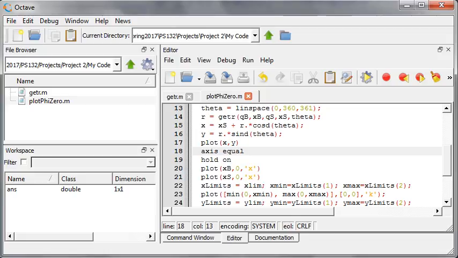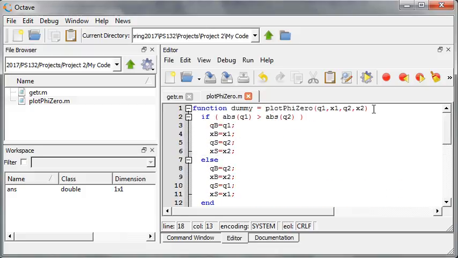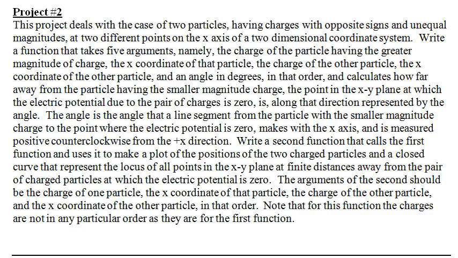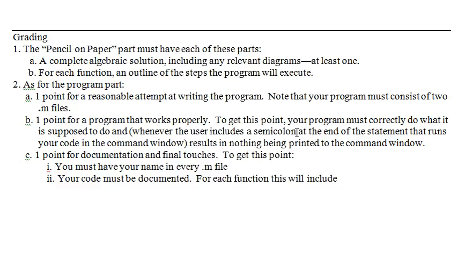This is project 2, video 3, the video in which I do the documentation and finishing touches. So let's, I think I'll get the checklist out from the handout. We got the algebraic description, reasonable attempt at writing the program that works properly. I think I got that. And then here we go, documentation and finishing touches.